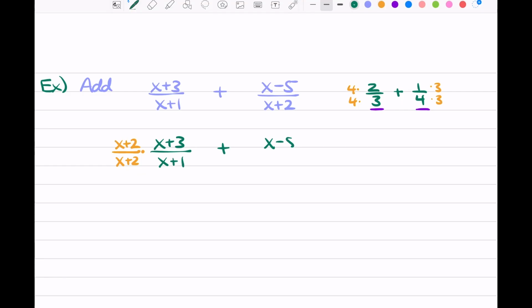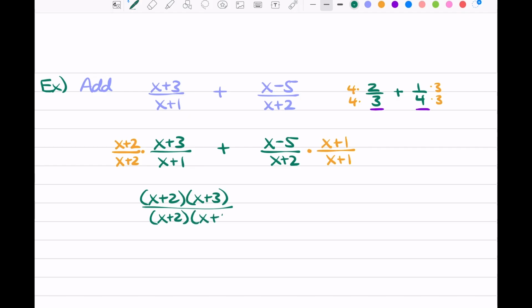And we'll have our second fraction, and we'll multiply top and bottom by x plus 1. Let's condense this into one fraction. We'll get x plus 2 times x plus 3 over x plus 2 times x plus 1. And on the right side, we'll get x minus 5 times x plus 1 over x plus 2 times x plus 1.